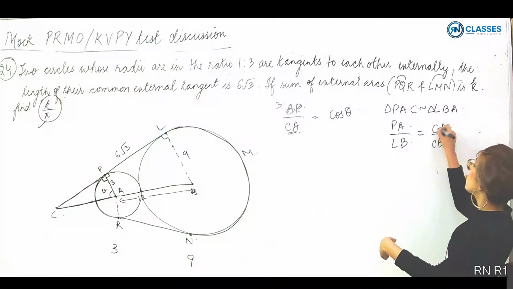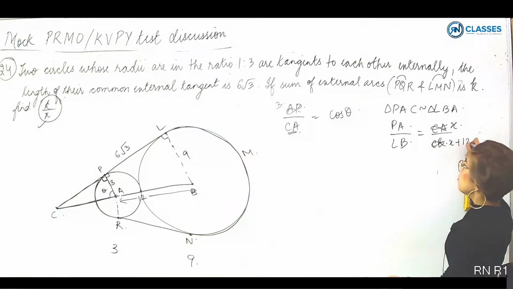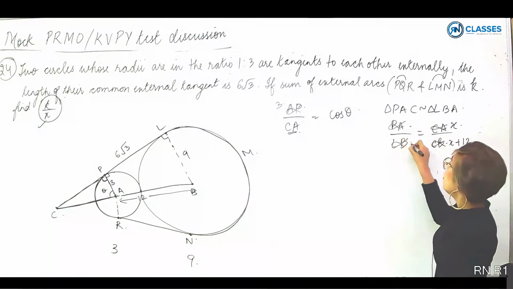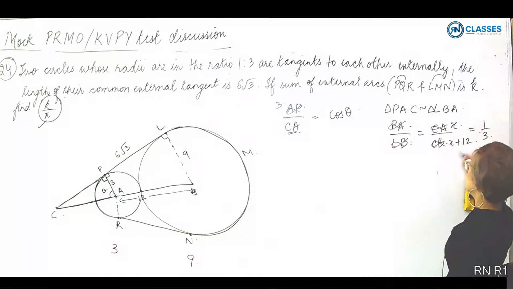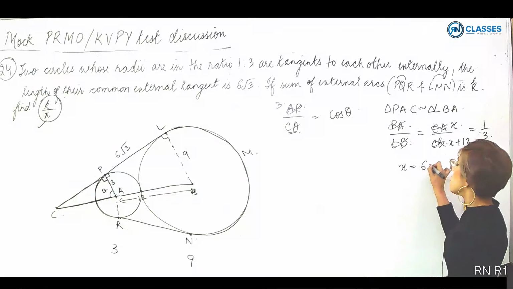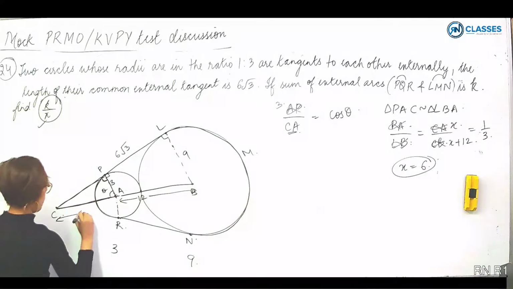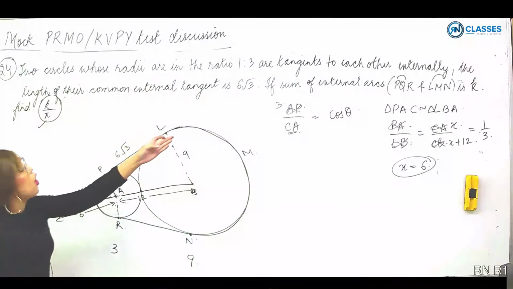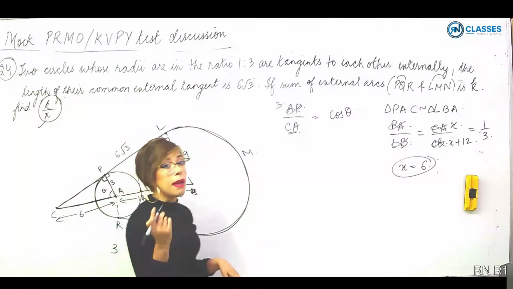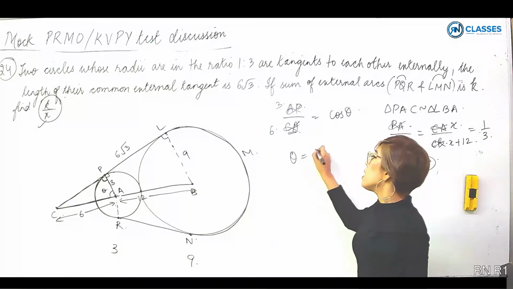Let CA be X. So CB will be X plus 12. And I know this ratio. This is nothing but 1:3. Right? 3 by 9, which is 1:3. You can find the value of X, which turns out to be 6. That means CA length is 6. Right? That means cos of theta is 3 by 6, that is 1 by 2. Cos of some angle is 1 by 2, that means that angle is 60 degrees.